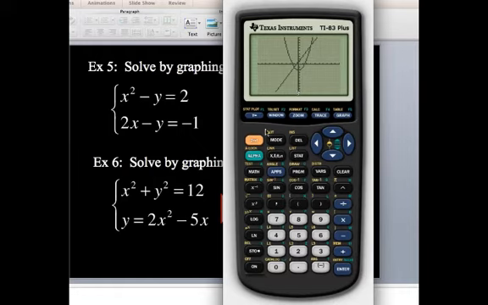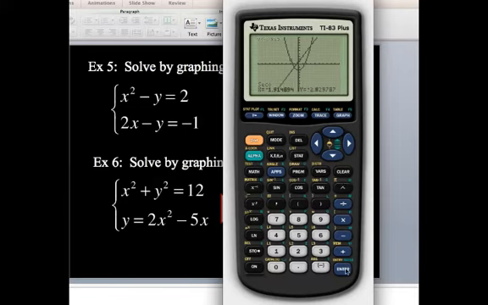So we want to find those x and y coordinates, so we're going to go to find the intersection. We push second and trace. So second, trace, that will bring us to this screen, and we're going to go down here to number 5 for the intersect feature. We hit enter. And notice it's going to ask us for the first curve. So what we do is we go over by one of the intersections. We don't have to be that close to it, but just by it.